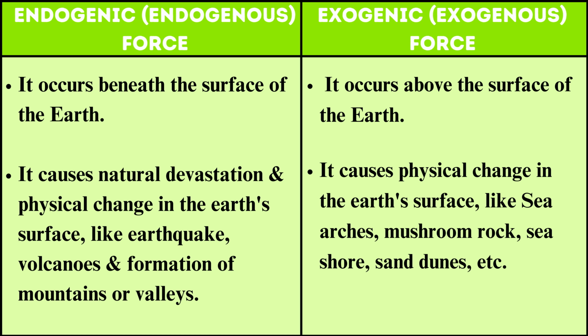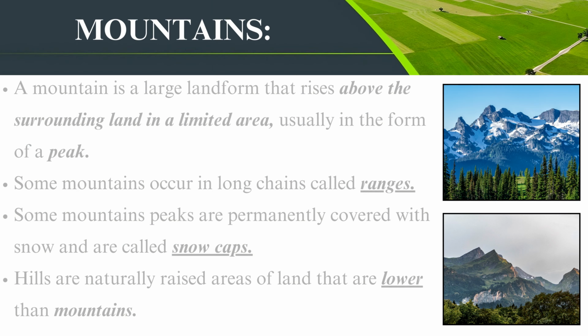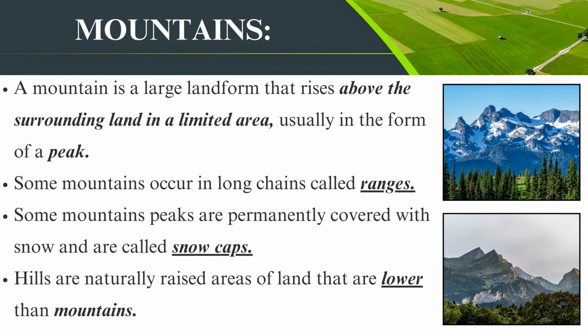It causes physical change in the earth's surface, like sea arches, mushroom rocks, seashores, and sand dunes, etc. Mountains. A mountain is a large landform that rises above the surrounding land in a limited area, usually in the form of a peak. Some mountains occur in long chains called ranges. Some mountains' peaks are permanently covered with snow and are called snow caps.